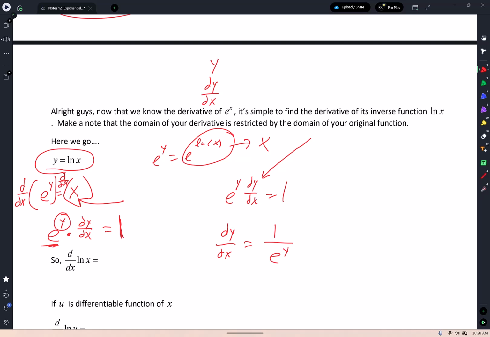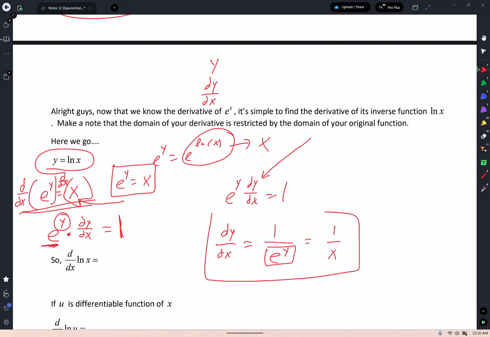I don't want this derivative in terms of y. But notice what we wrote earlier without the d/dx on it. We said that e to the power y was equal to x. Did we not? Yeah, we said that. So can I replace this e to the y with an x? Yeah, it's called substitution. We can. So there it is. What does that mean? That means if I have ln of x, the derivative of ln of x is just 1 over x.